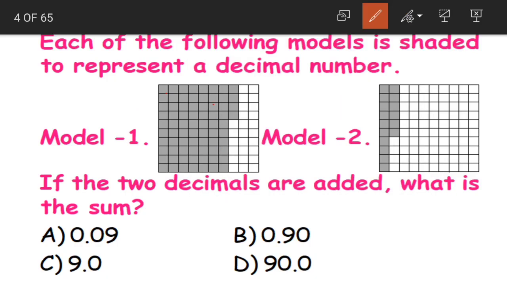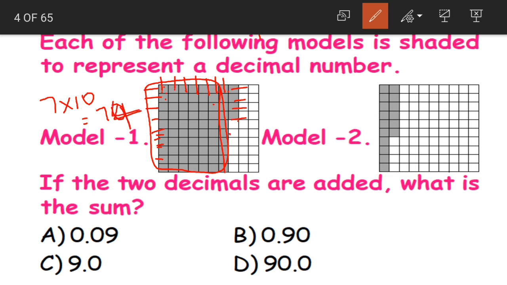If we count the shaded blocks of this, we have 1, 2, 3, 4, 5, 6, 7. We have 7 columns here, right? 1, 2, 3, 4, 5, 6, 7 columns, and 1, 2, 3, 4, 5, 6, 7, 8, 9, 10, 10 rows. So 7 into 10, 70. This shaded part represents 70 blocks. Then we have 4 more blocks. So 70 plus 4 becomes 74.